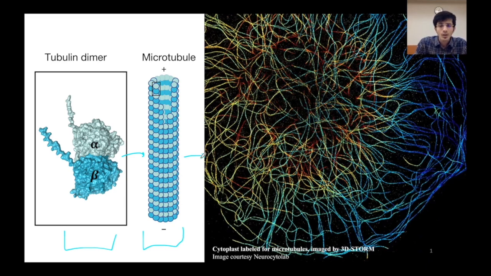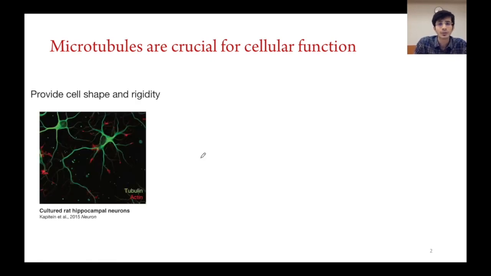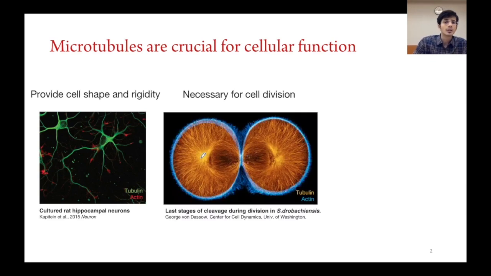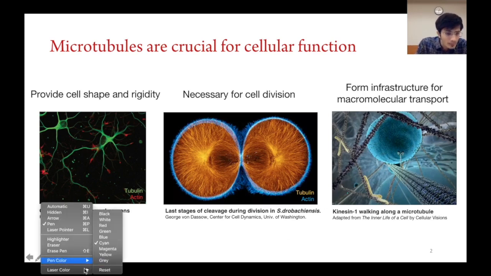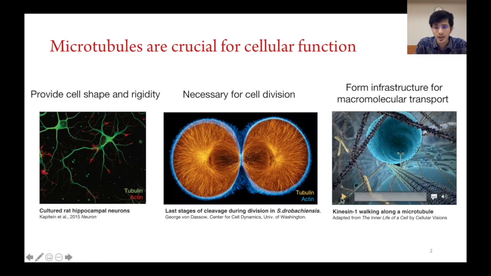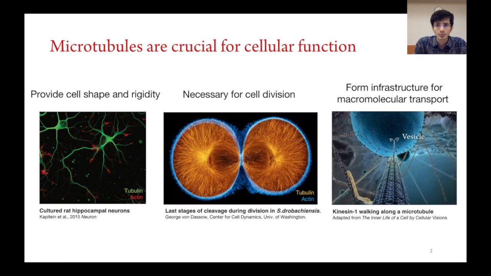These microtubules play a variety of intracellular roles. They're very important for the maintenance of cell shape and rigidity, so they push against the cell membrane. They're crucial for cell division, forming the metaphase plate, so mitosis. And they also act basically as intracellular railroads for the transport of macromolecules.